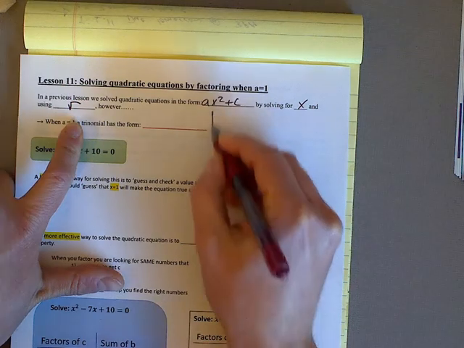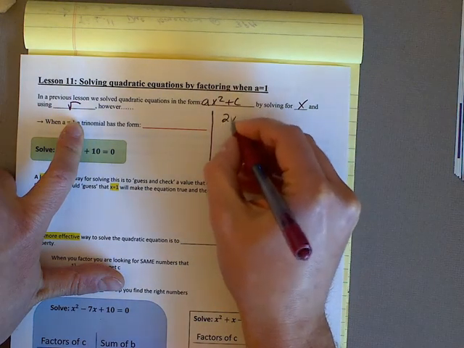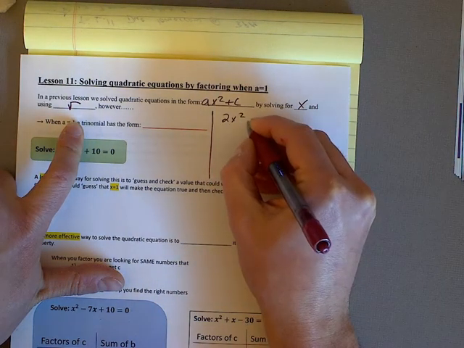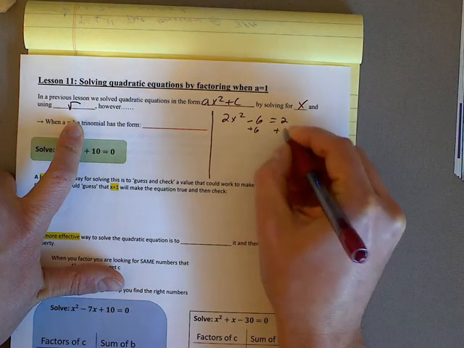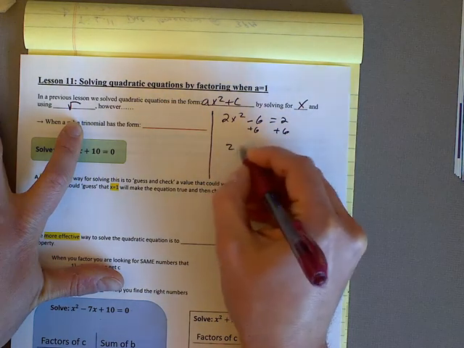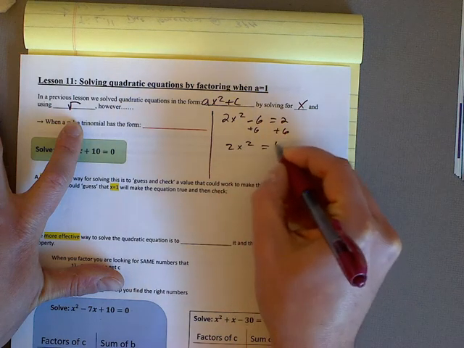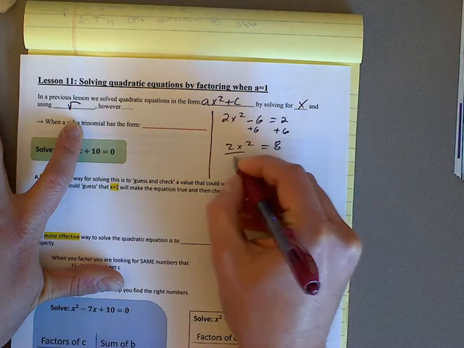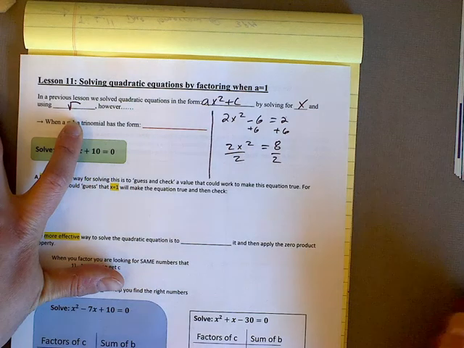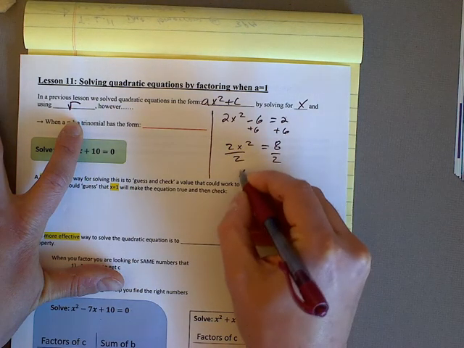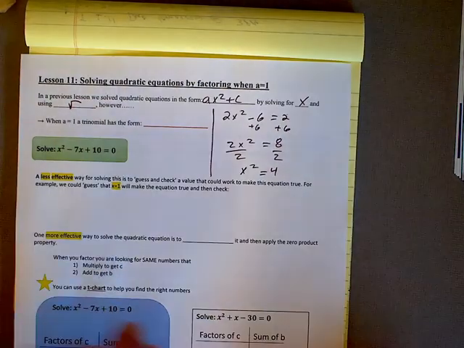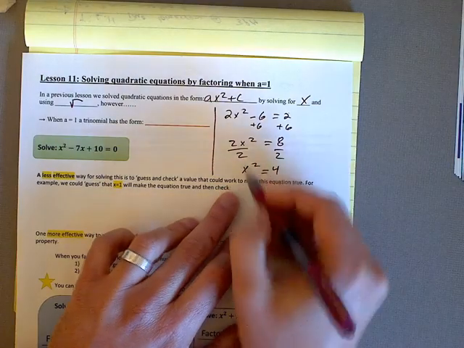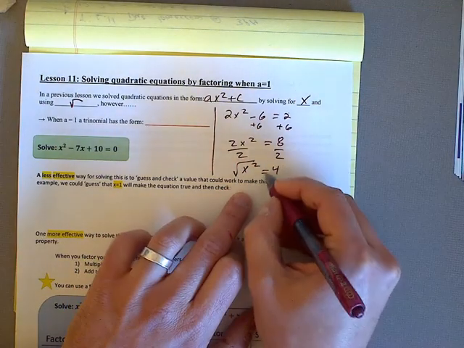As a quick example, we could take something like 2x squared minus 6 equal to 2. We can add 6 to both sides. 2x squared is equal to 6 plus 2, which is 8, divided by 2. So x squared is 8 divided by 2, which is 4, and then this is where we got to use square roots to undo the square.